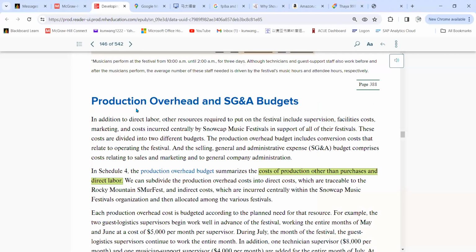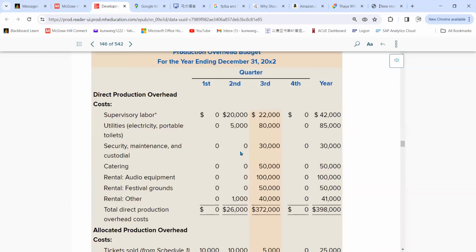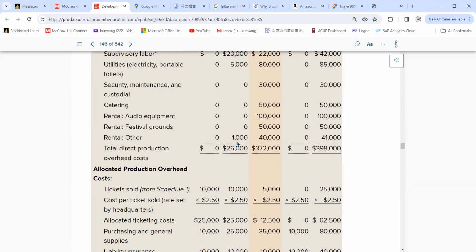And then we have the production overhead and other SG&A, sales, general, and admin expenses budget. The production overhead is not a manufacturer production, it is a musical or event production, so involving your supporting or indirect overhead expenses. And in this case, we have the costs spread to the prior 2 quarters. So you have some supporting labor costs incurred from the second quarter, like supervisors. And rental, right? So like the rental activities.